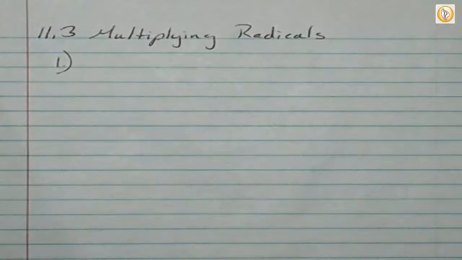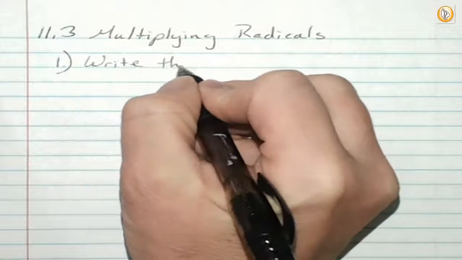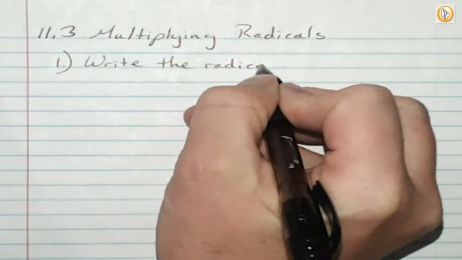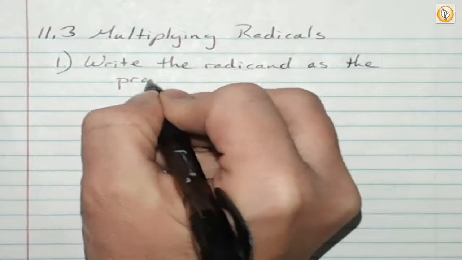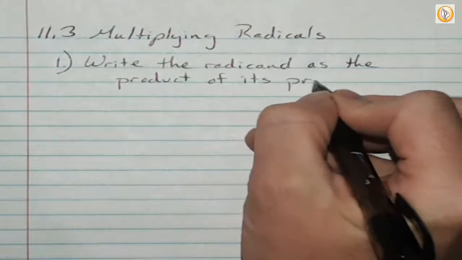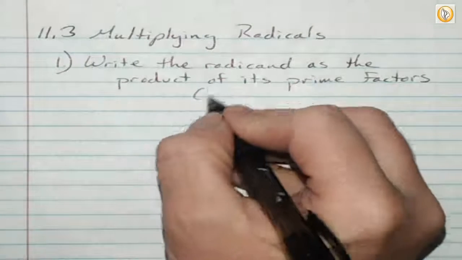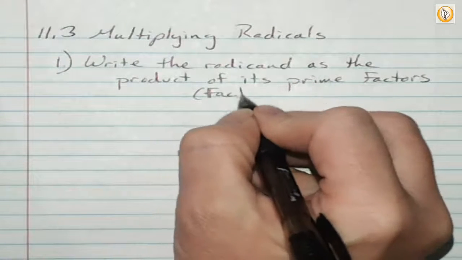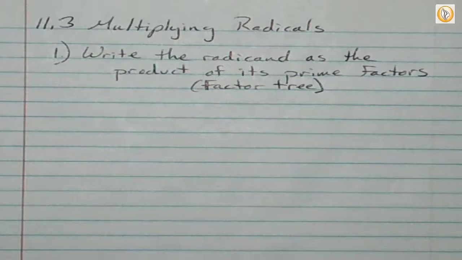All right. Step 1. Write the radicand as the product of its prime factors. Again, we're talking about a factor tree. Okay, so write the radicand as the product. Remember what product is? Dealing with multiplication.